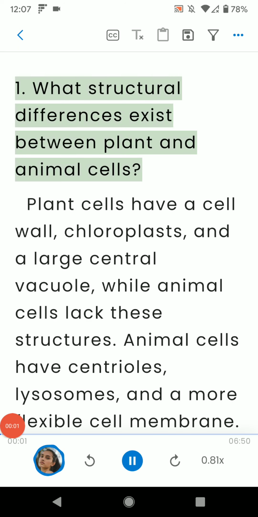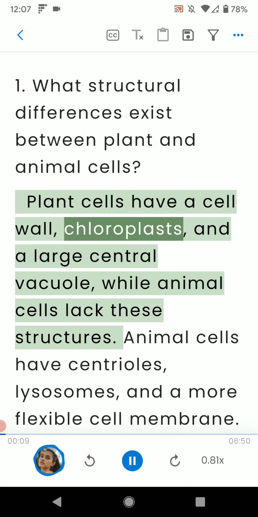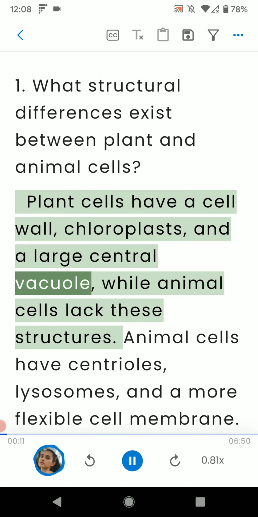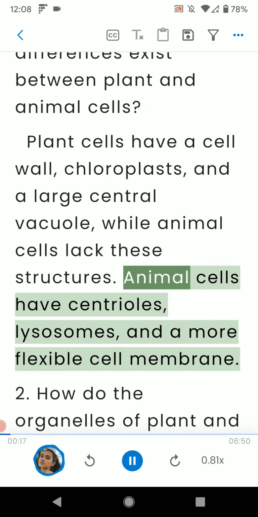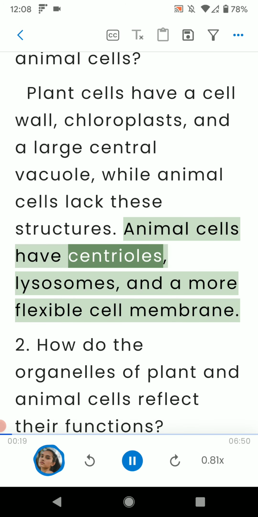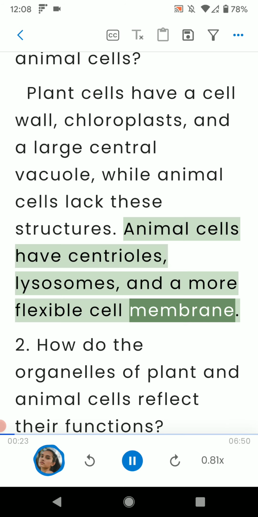1. What structural differences exist between plant and animal cells? Plant cells have a cell wall, chloroplasts, and a large central vacuole, while animal cells lack these structures. Animal cells have centrioles, lysosomes, and a more flexible cell membrane.